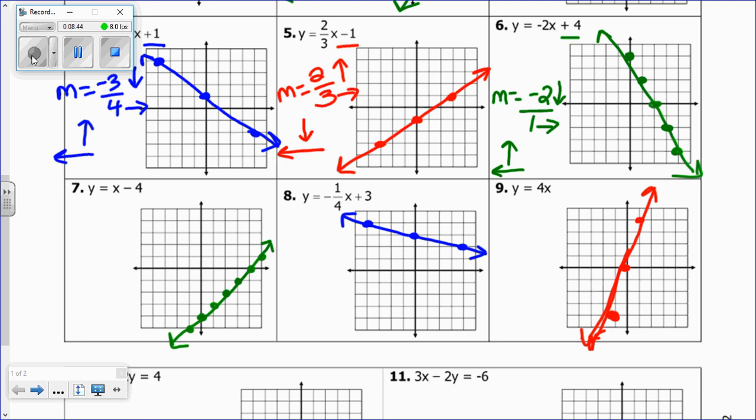So that's all, we're going to stop here. Make sure you hold this paper for the next set of notes.